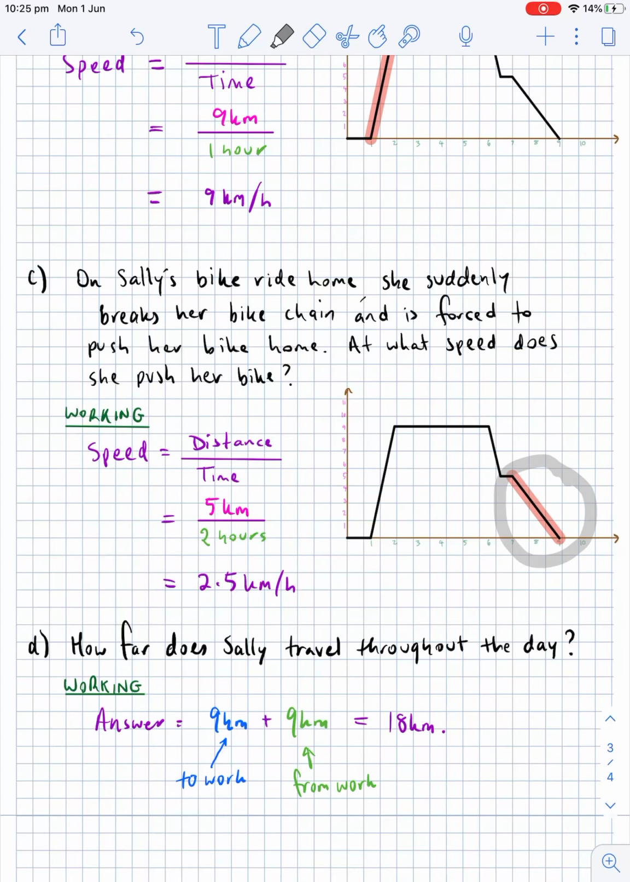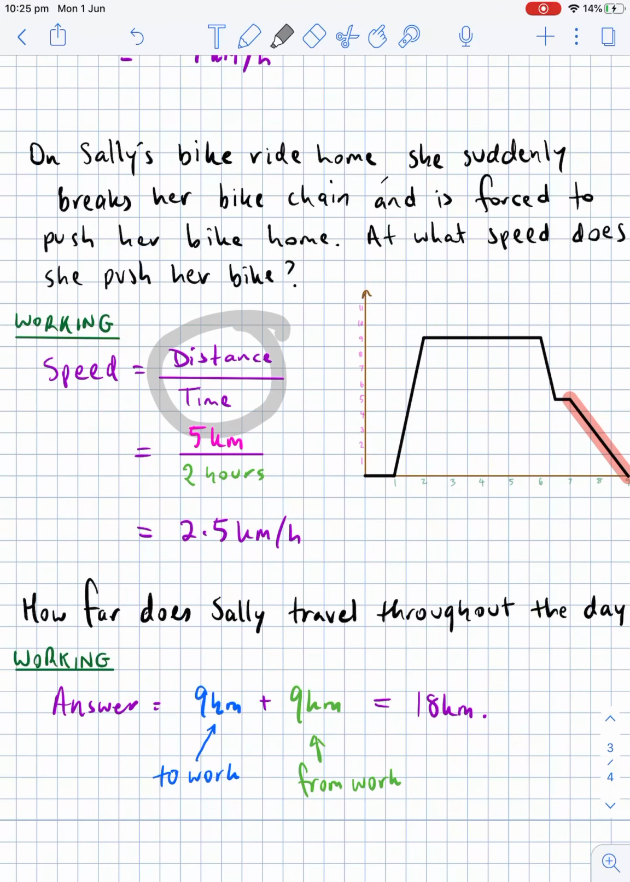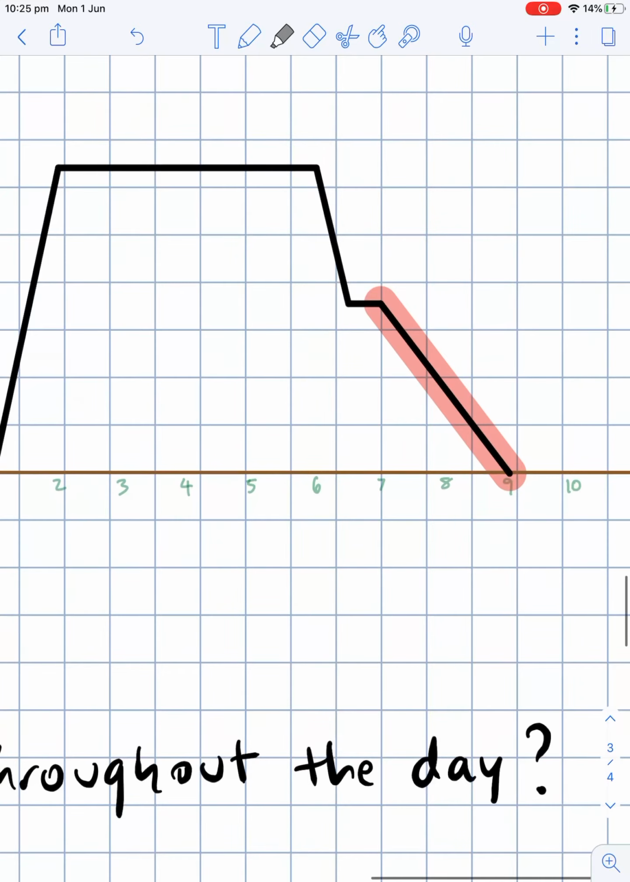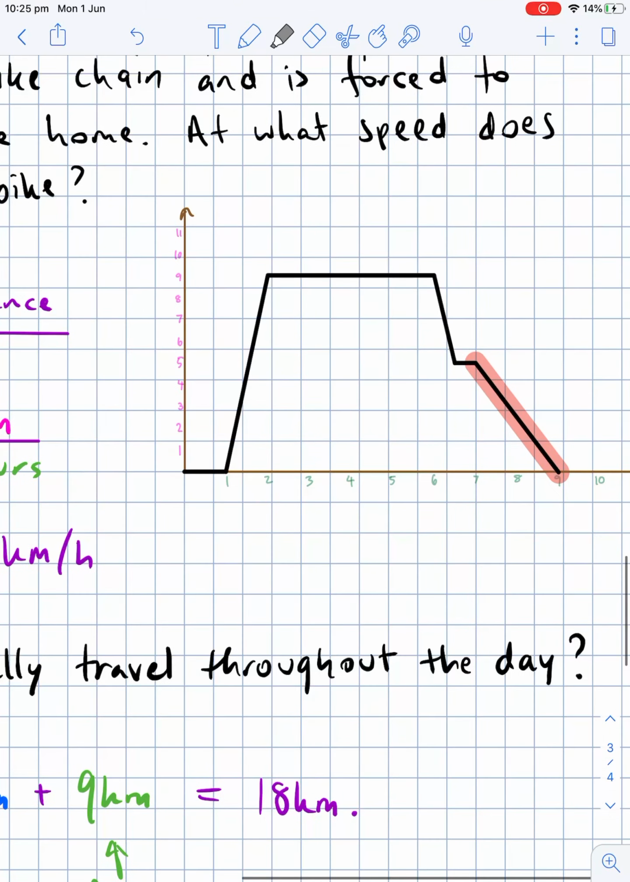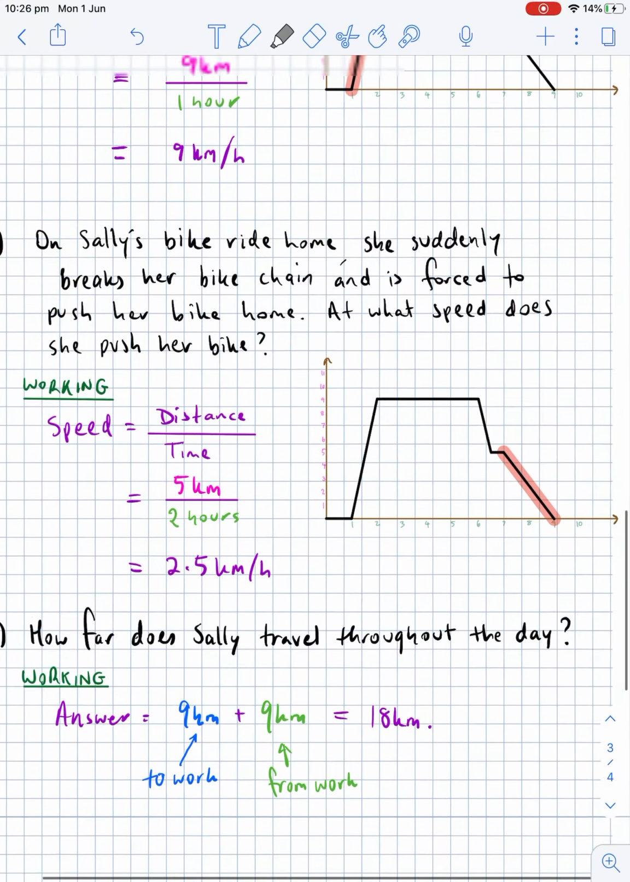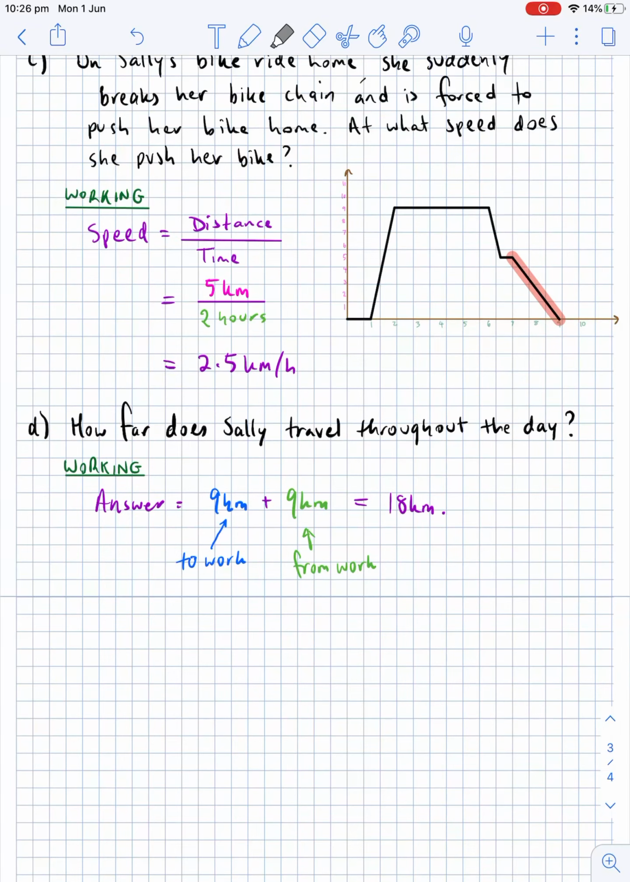So she's pushing her bike in this slower section right here. Speed is still distance over time. For this slower section, if we look across, she goes from 5 kilometres all the way to 0. So she's travelled 5 kilometres for that section, and it's taken her from this mark all the way over to 9. So from 7 hours to 9 hours, that's 2 hours. So 5 kilometres over 2 hours equals 2.5 kilometres per hour. That's how fast she's pushing the bike.